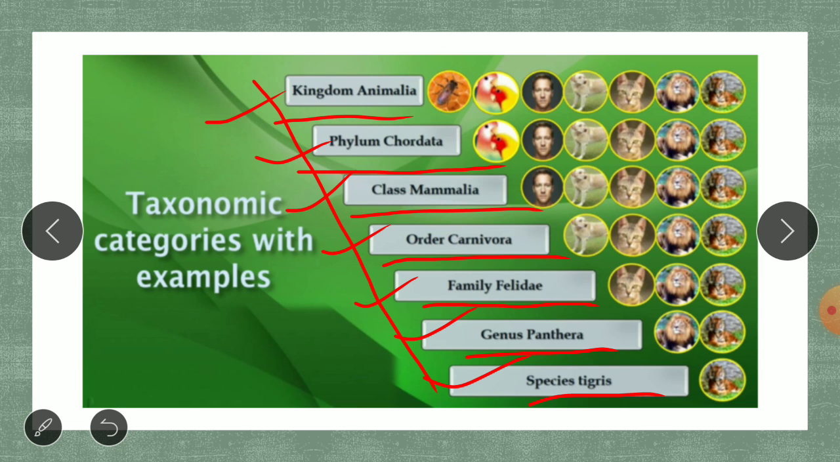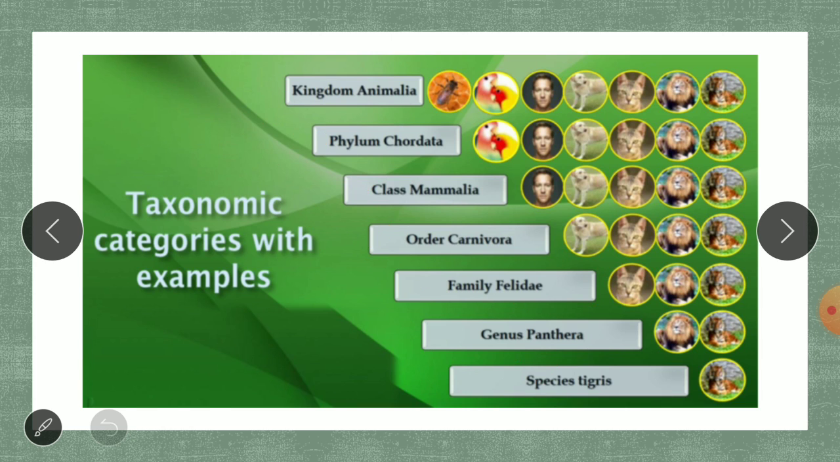This is how you say, for example, I belong to Jyoti College, science side, B division. You specify B division, science side and then Jyoti College. In that manner, this tiger belongs to the species Tigris, genus Panthera, family Felidae, order Carnivora, class Mammalia, phylum Chordata and kingdom Animalia.